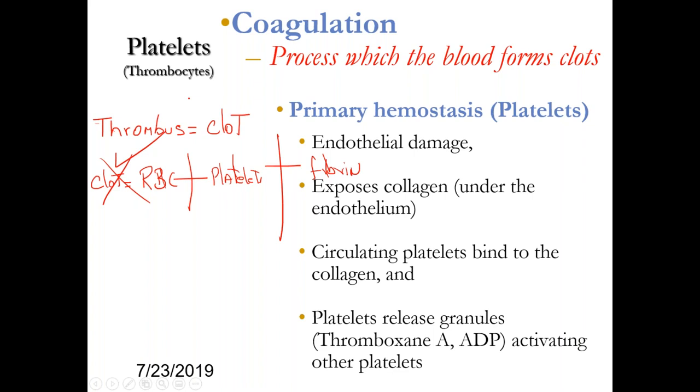These platelets are the primary hemostasia, because it's the first thing that occurs after an injury and bleeding. And then we have the secondary hemostasia, that is the fibrin. All right, so I hope that is clear.